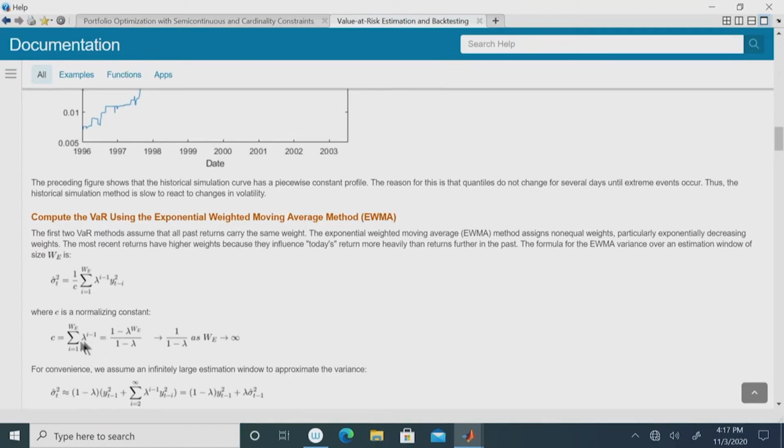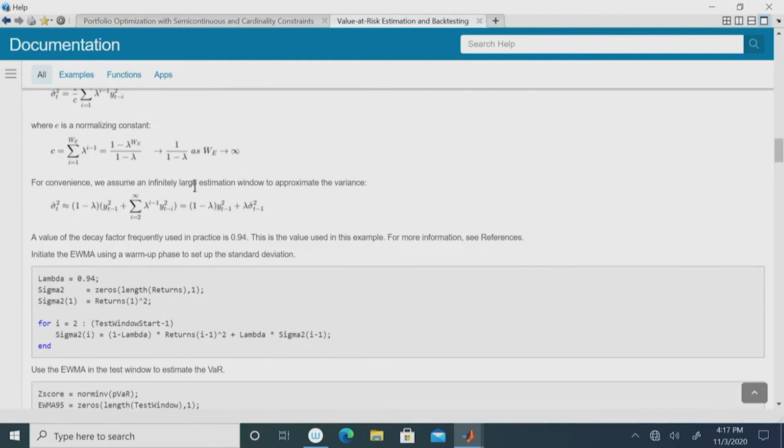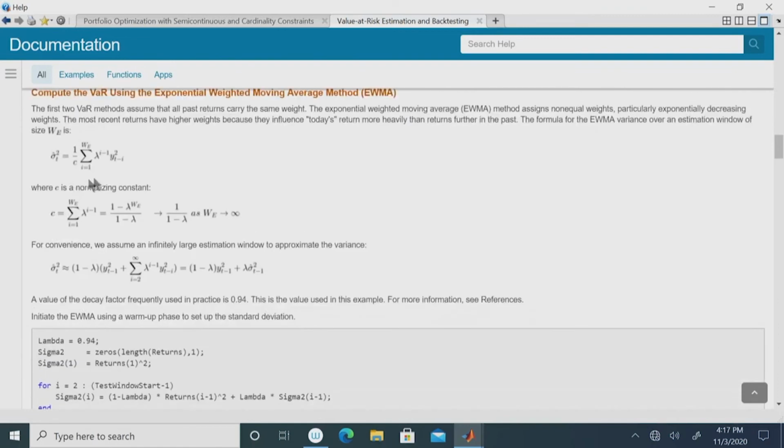The reason for this: if you do the summation here, it turns out to be (1 minus lambda raised to W_E) by (1 minus lambda), and if you are considering an infinite number of points, this tends to 1 over 1 minus lambda. So, for convenience, we assume an infinitely large estimation window, and accordingly the estimate sigma hat squared can be approximated as a recursive relation: 1 minus lambda into y of t minus 1 squared plus lambda into sigma hat of t minus 1 squared. So, you start off with a certain sigma hat estimate, and then you can recursively generate all subsequent sigma hat t.